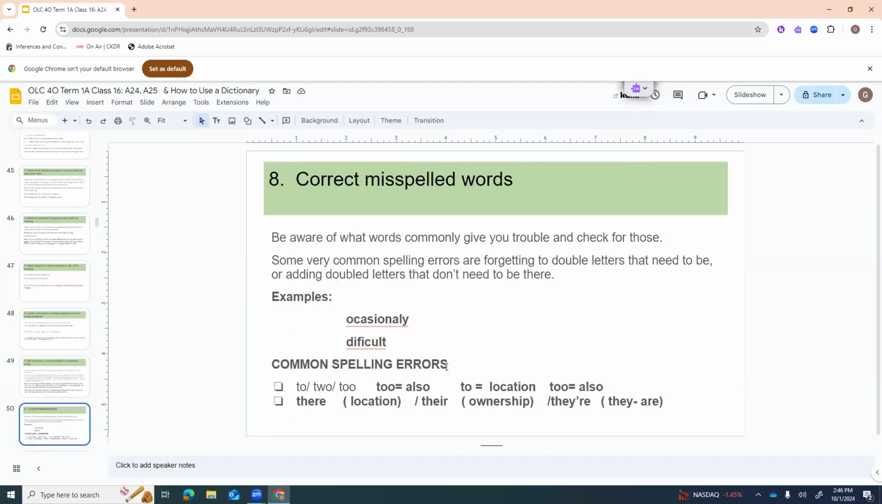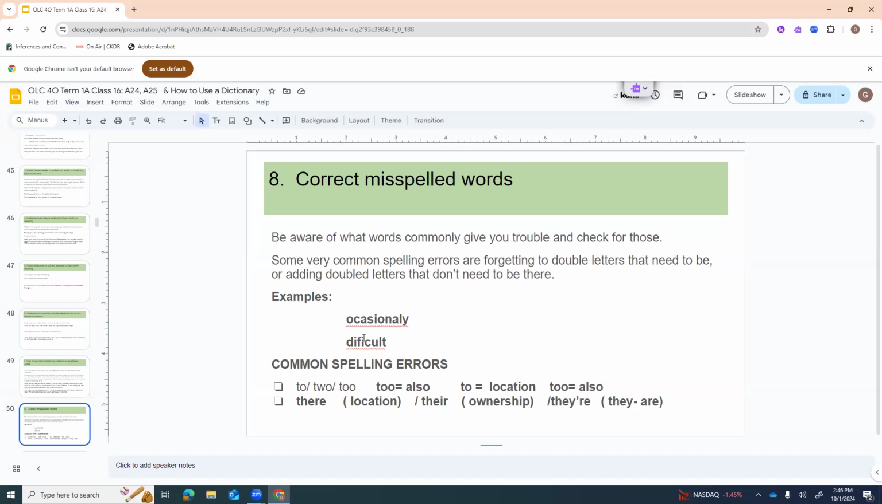Number eight, correct misspelled words. Try to be aware of what words you use commonly give you trouble, right? A lot of times, most of us when we're writing, we kind of use our same word bank all the time. It's pretty common just because we're comfortable with that. But there's always words that we use where it's like, oh, I always forget that word. How is it spelled properly, right? A very common spelling error is we've put one letter where it needs to be a double letter, or we've put two letters where it only needs to be one letter.